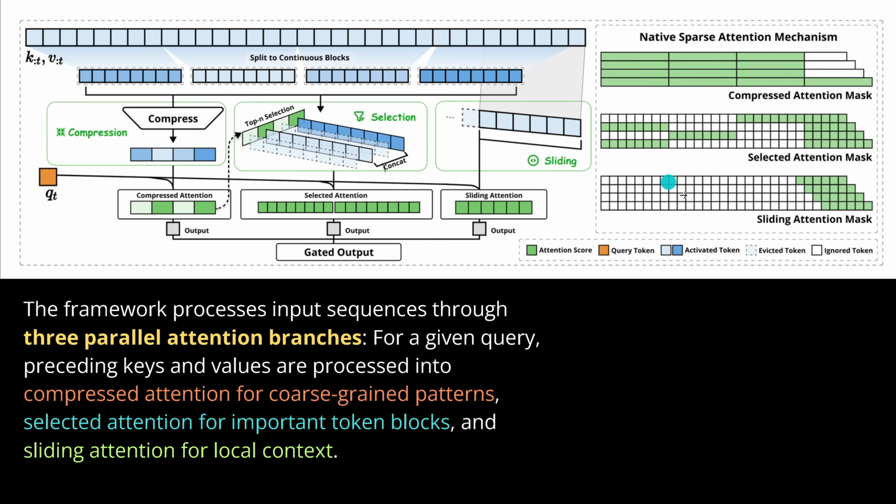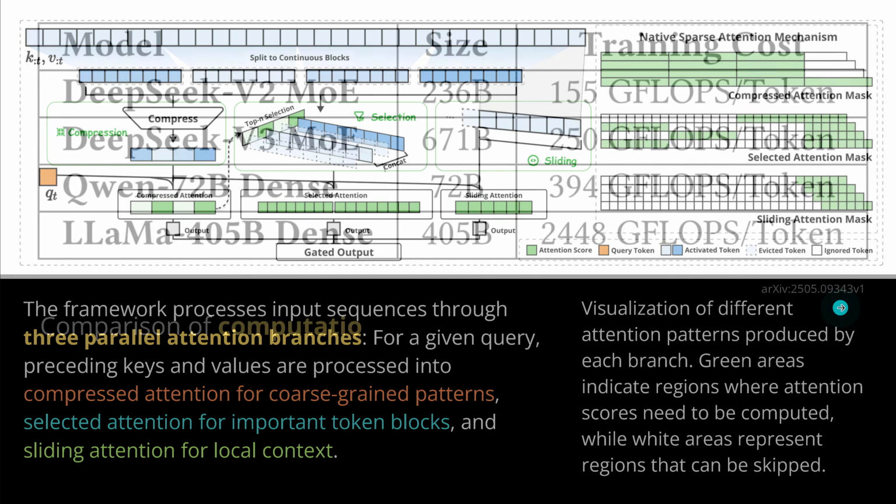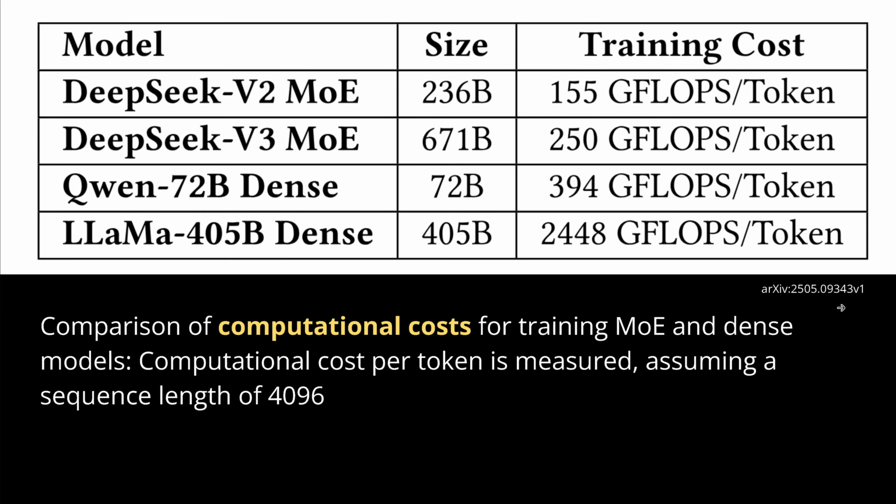And then when we looked at the particular visualization of the different attention patterns produced by all three branches, we saw, as you see here in green, the attention scores. Attention scores need just to be computed in the green area, while the white areas represent regions that we can skip in our computation because they do not contain valuable information that we need to take care of.